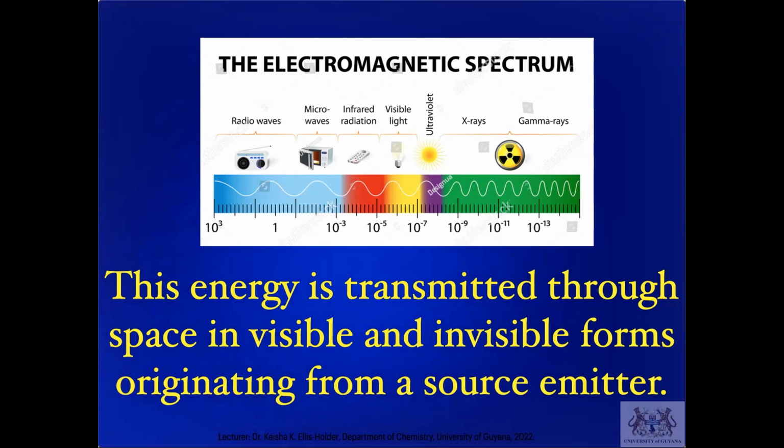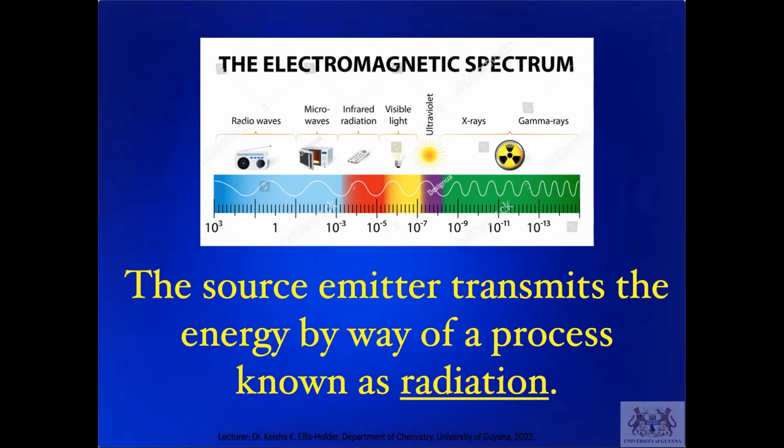So to summarize, what we're basically saying is that the energy is transmitted through space. Electromagnetic radiation is transmitted through space in visible and invisible forms, and essentially it originates from a source emitter. The largest source emitter that we have on Earth is the sun. When the source emitter transmits the energy by pushing it through space, for want of a better word, that process is what we refer to as radiation.